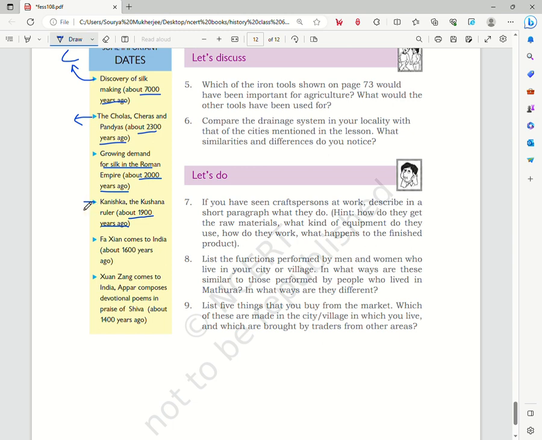So Kanishka was an important Kushan ruler, and Mathura was their important city. A broken statue of Kanishka made in the Mathura School of Sculpture has also been found, and it is there in a museum currently. Faxian comes to India around 1,600 years ago. This is a Chinese traveler, a monk who came to India to learn about Buddhism and collect knowledge about Buddhism. Xuanzang comes to India, and Appar composes devotional poems in praise of Shiva about 1,400 years ago. So Xuanzang is also a Chinese traveler who came to India, and Appar is the name of an Indian poet who composed devotional poems in praise of the god Shiva. This was about 1,400 years ago.